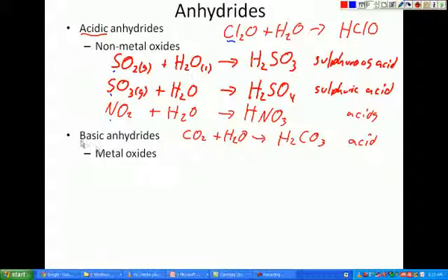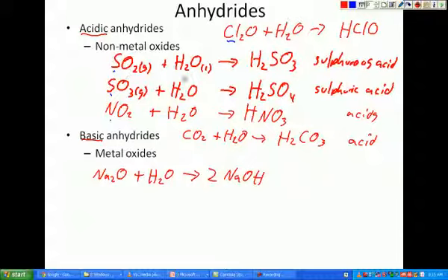Now, a basic anhydride is an anhydride, or something that's containing an oxygen that's going to be making a basic solution. So an example would be a metal oxide. These are also called metal oxides. So an example of a metal oxide would be something like Na2O. Na2O would combine with water and make 2NaOH, which is a strong base, or sodium hydroxide, and this is a strong base.